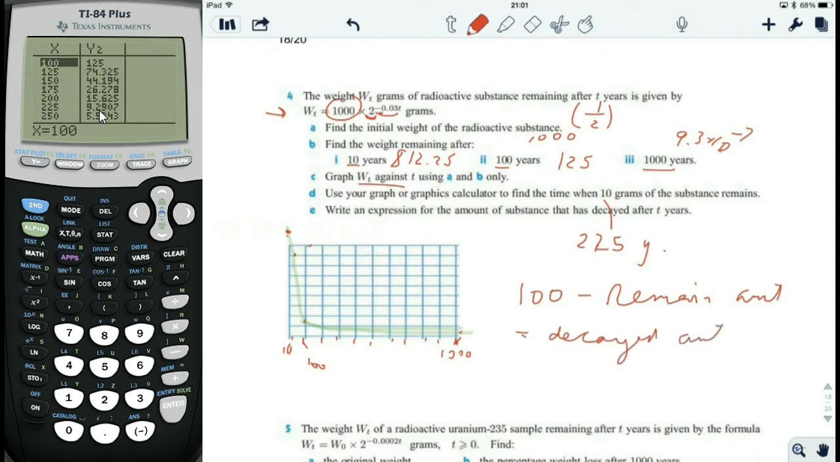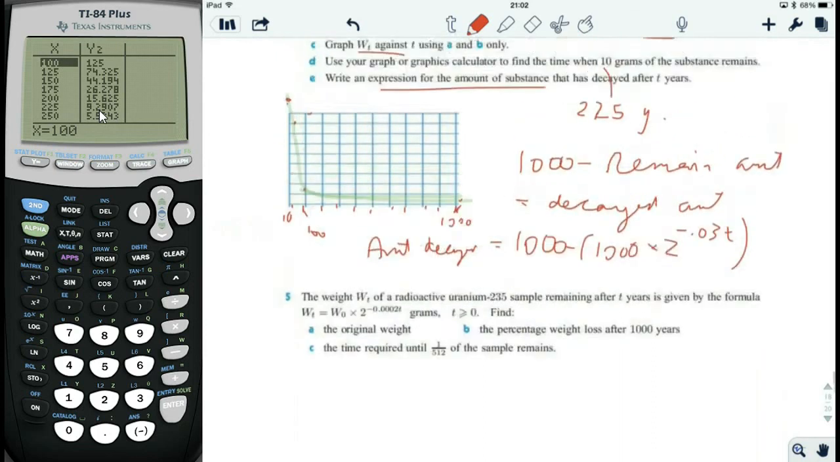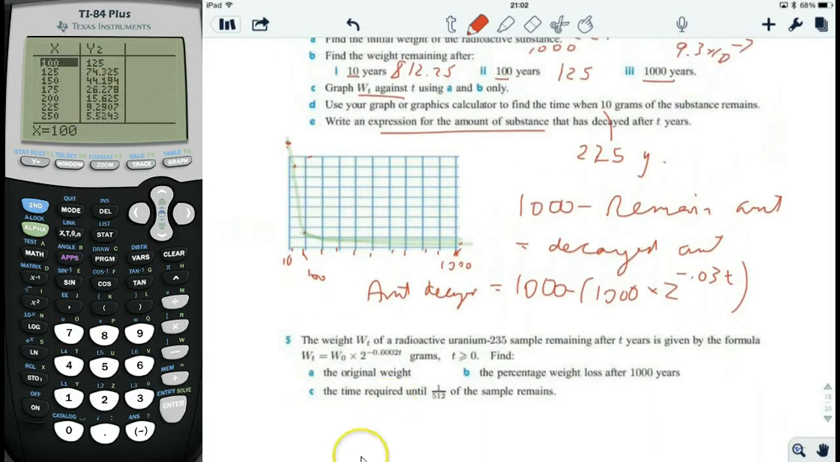So you want 1,000 minus the remaining amount, which is 1,000 times 2 to the negative 0.03 t. Okay? So that's the expression for the amount of substance that has decayed. Okay? Amount decayed. Okay? And that's it for this video.